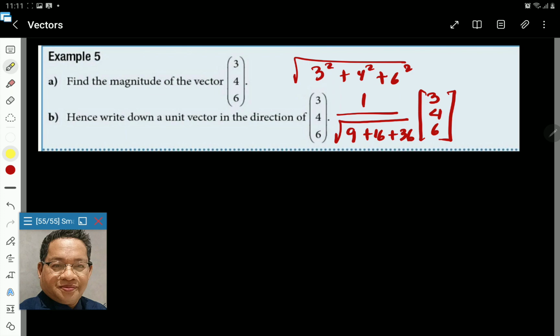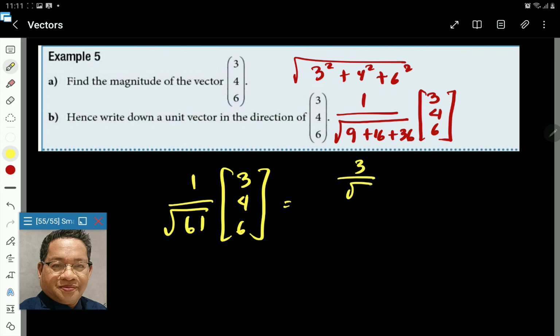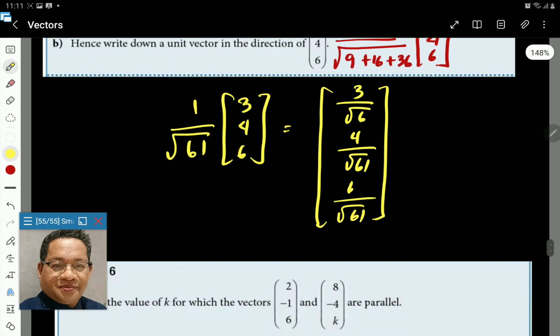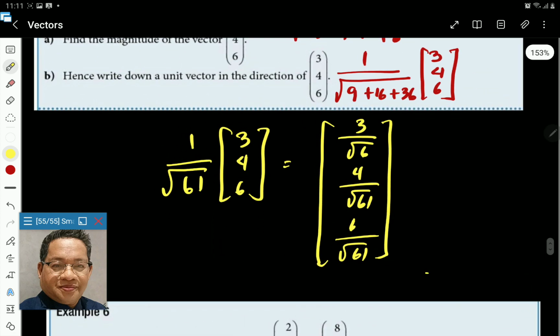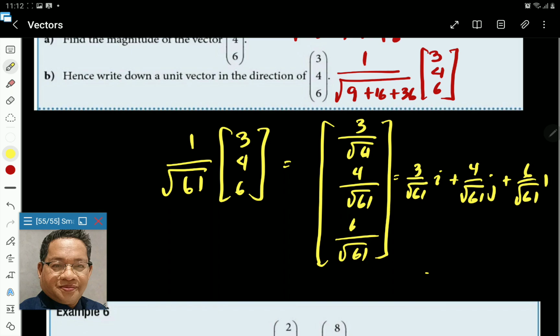So basically, the answer now is 3, 4, 6, times 1 over the square root of 61. And again, this can be written as this if you want. They're just the same. Or they can be written as a unit vector in vector notation. So for example, 3 over the square root of 61 i plus 4 over the square root of 61 j plus 6 over the square root of 61 k. Alright?